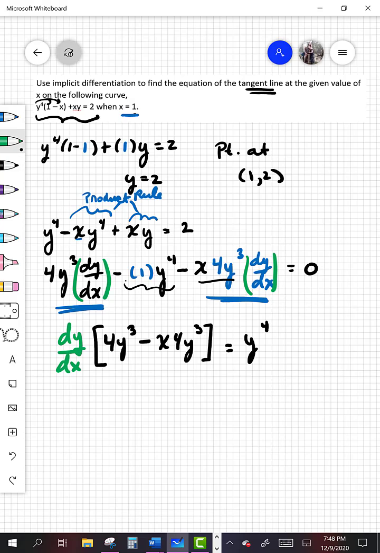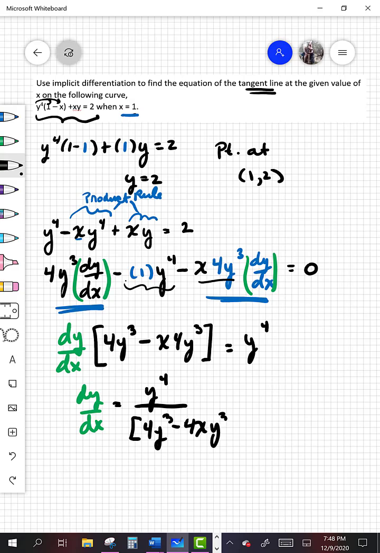Let's divide both sides by that bracket, and so doing so we get dy/dx is equal to this y to the 4th all over the quantity 4y cubed minus x, well, let's write it as 4x y cubed. And so we want to find the derivative of this, and we have our point. We know that x is equal to 1, and our y value here is equal to 2.